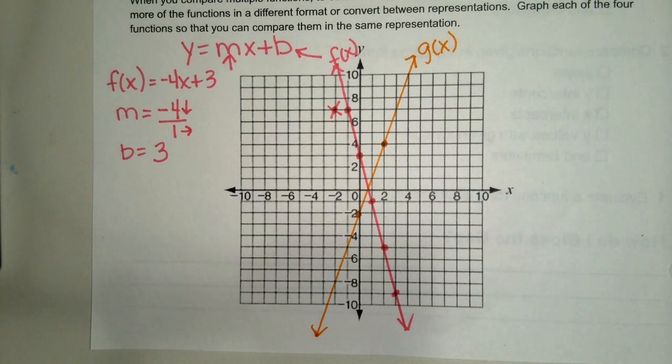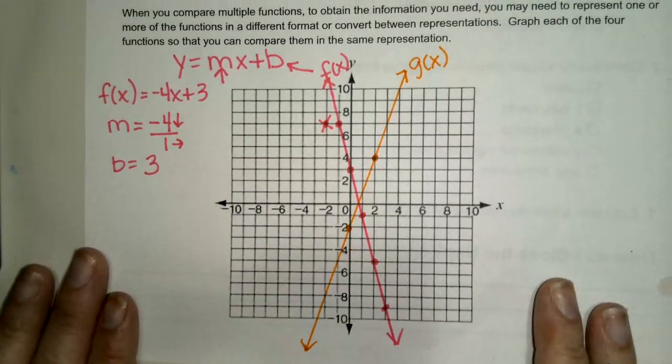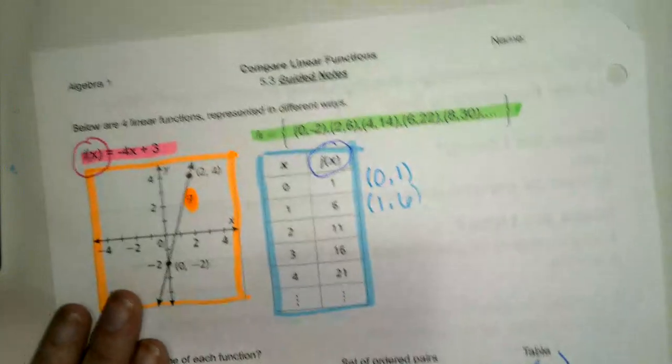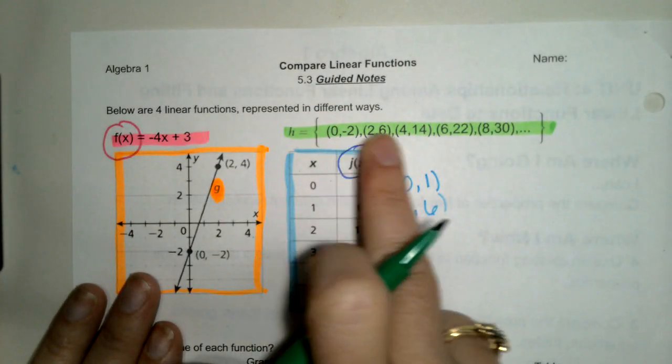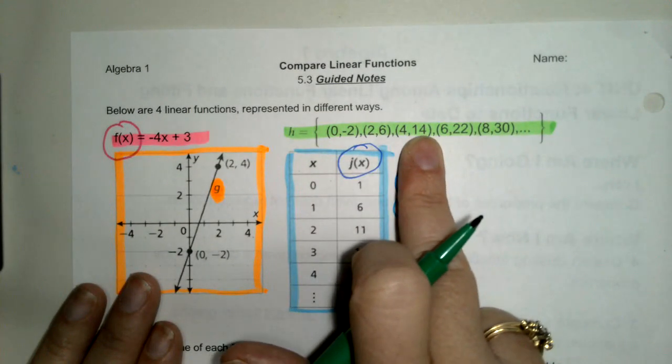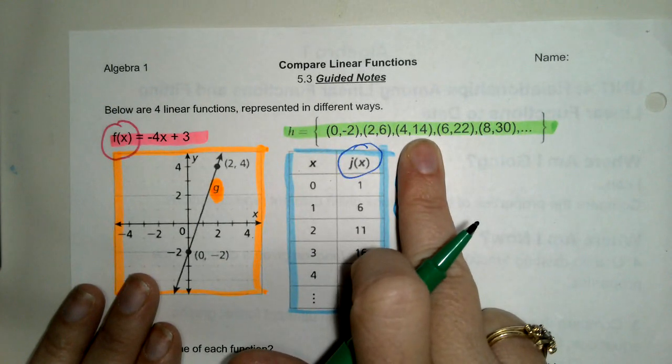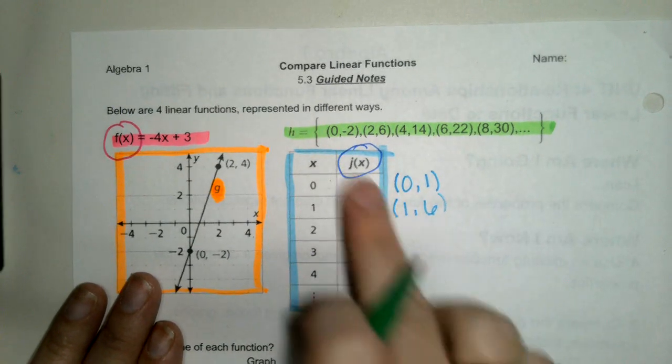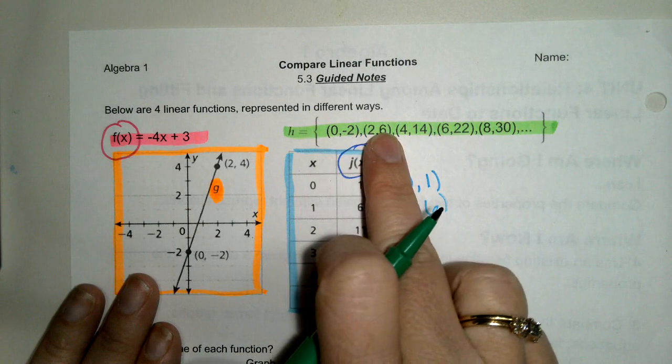So the next one I'm going to do is a set of ordered pairs. Now, up here at the top of the page, the ordered pairs that it gave us were 0, -2, 2, 6, 4, 14. 4, 14 will not fit on our graph because our graph only goes up to 10. So I'm only going to be able to plot these first two.